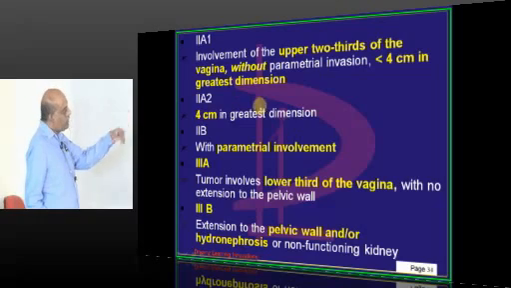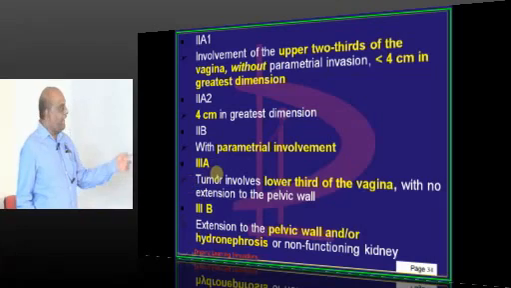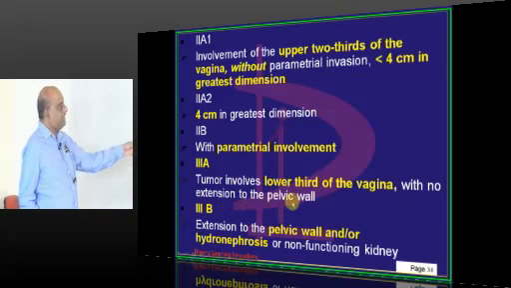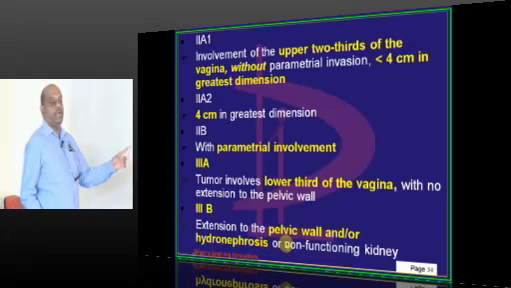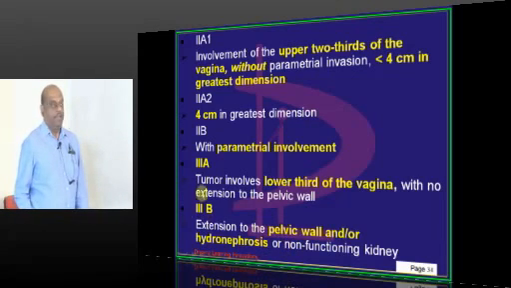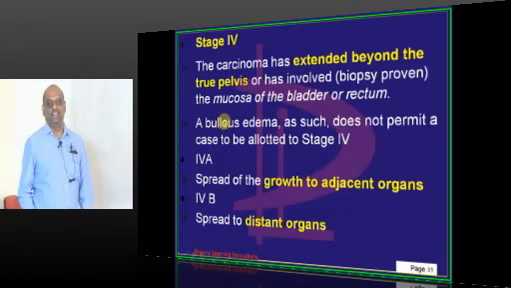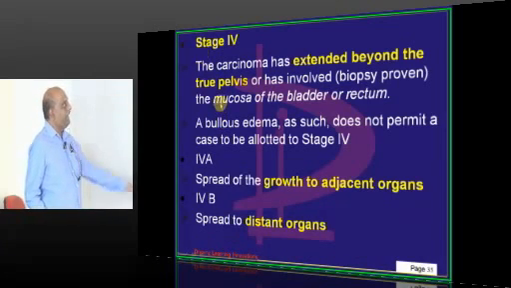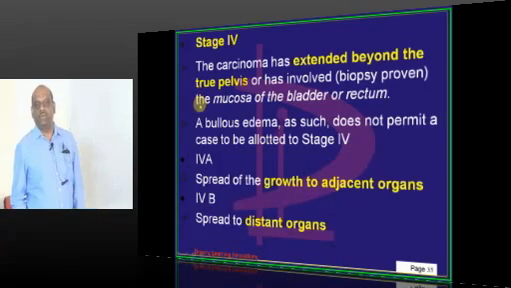And 2A2 is more than 4 centimeters in greatest dimension, 2B is with parametrial involvement, 3A is lower third of vagina with no extension to the pelvic wall, and 3B is extension to the pelvic wall, or if there is a hydronephrosis or a non-functioning kidney, that is also 3B. If it extended beyond the true pelvis, then that will become 4. You call it 4A if it is to the adjacent organs, 4B if it is to the distant organs. So in the given case, where is the extension to?